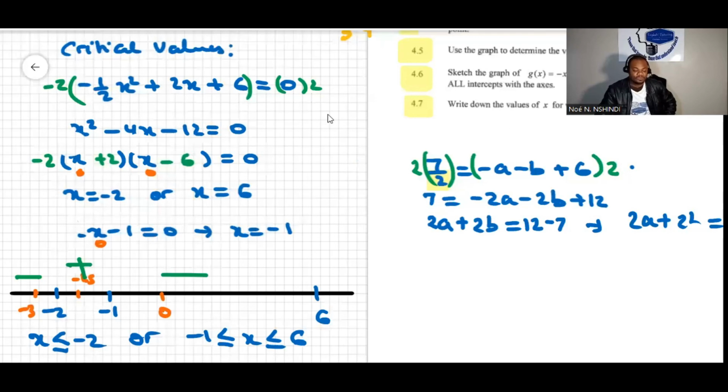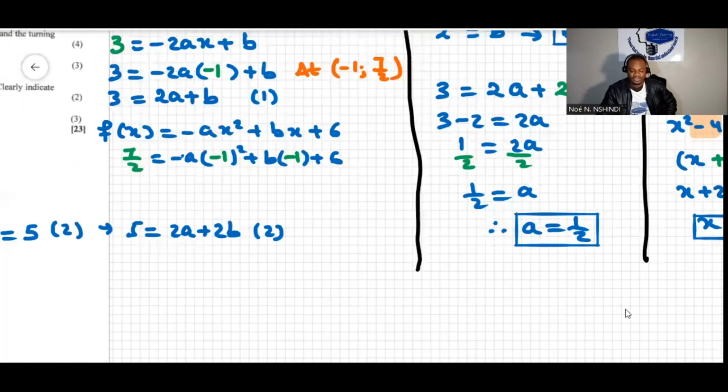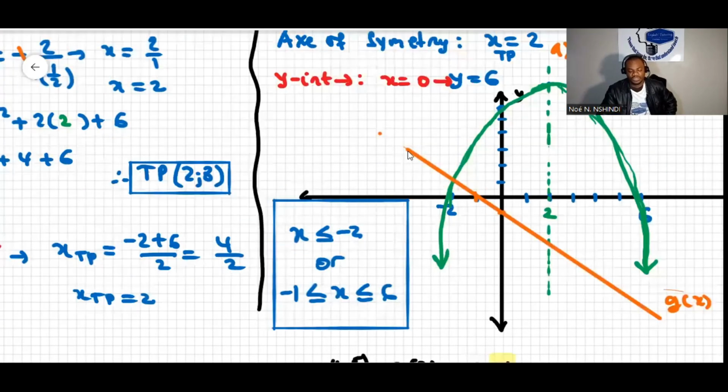Just remember, you don't have to do it as I did here, or as it is done here in the graph. You can just answer it by looking at the graph. Like over here, you see all together, positive and negative makes negative. So this is part of the solution. And then here also in this interval, f of x is positive, and g of x is negative. Positive times negative makes negative. So the solution is between -1 and 6, or less than -2.